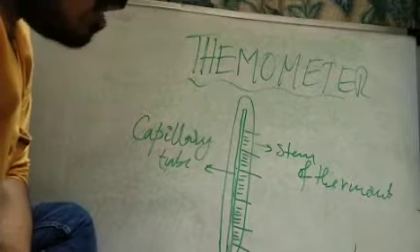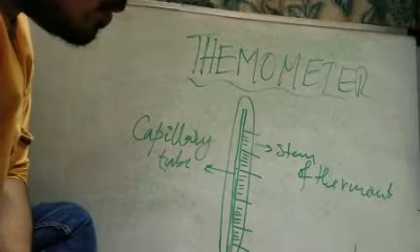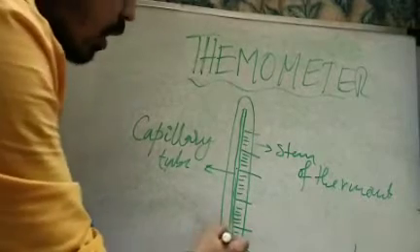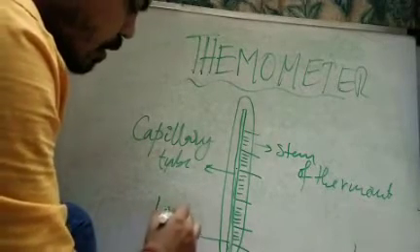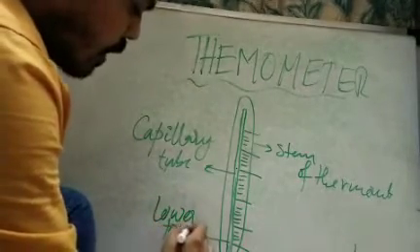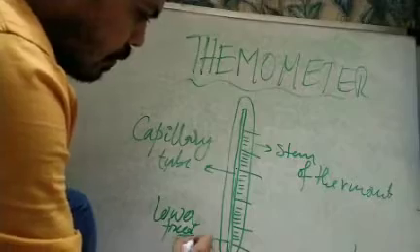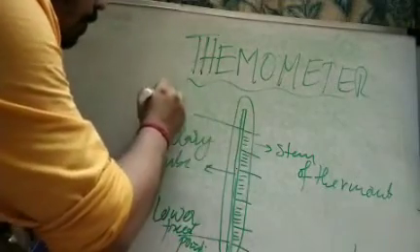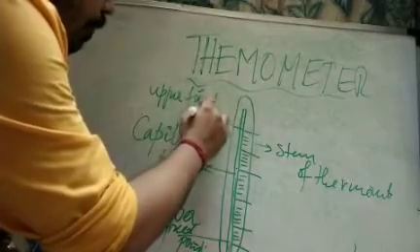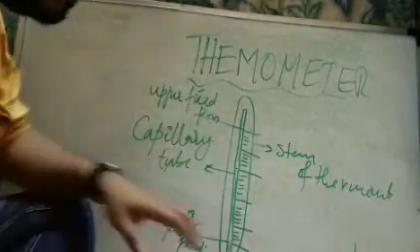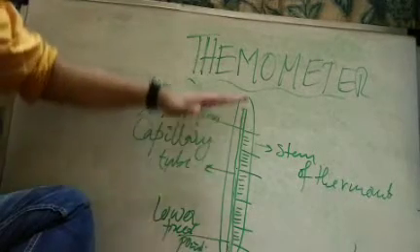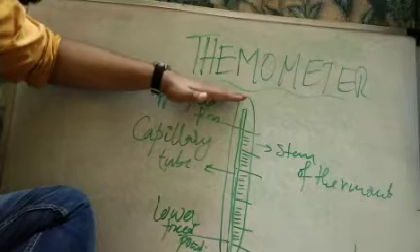Now, in thermometer, there are two other important points we need to understand. Number one, the lower fixed point, and number two, the upper fixed point. This is known as lower fixed point of a thermometer, and this is known as upper fixed point of the thermometer.